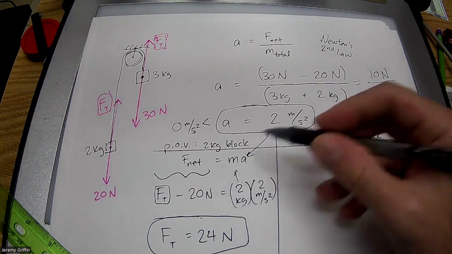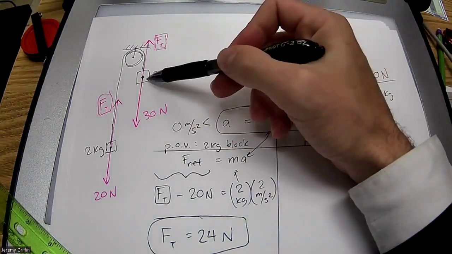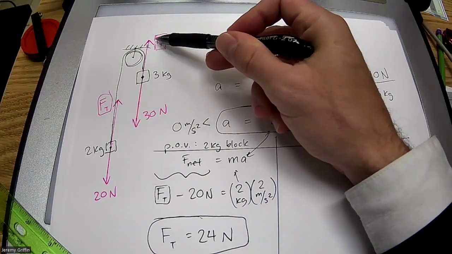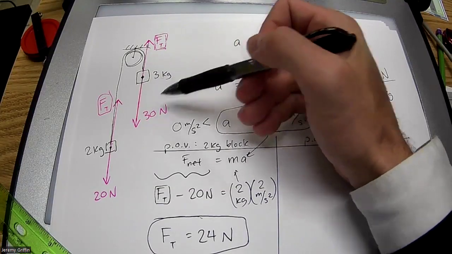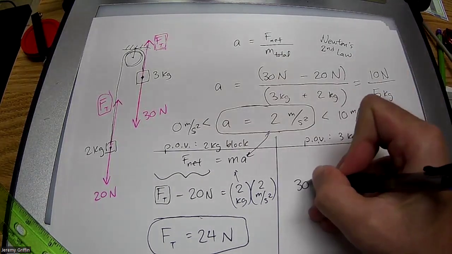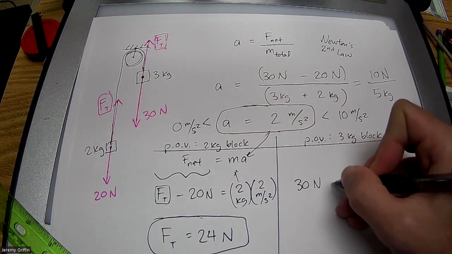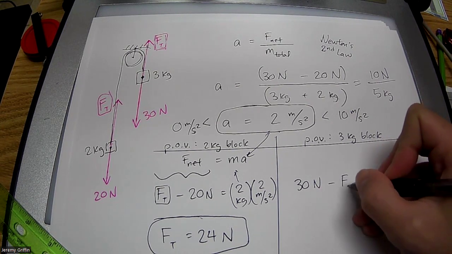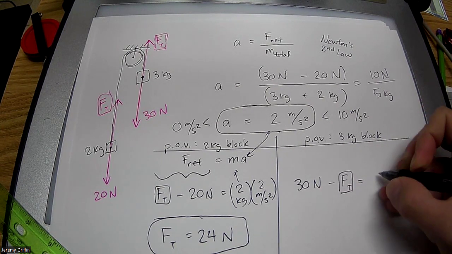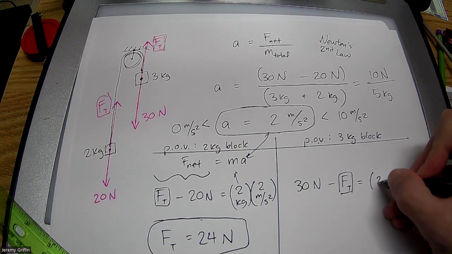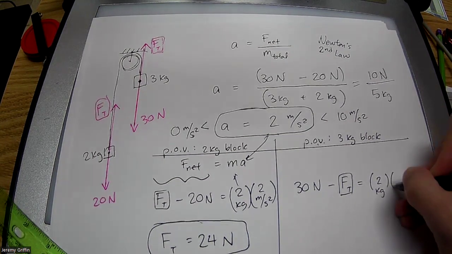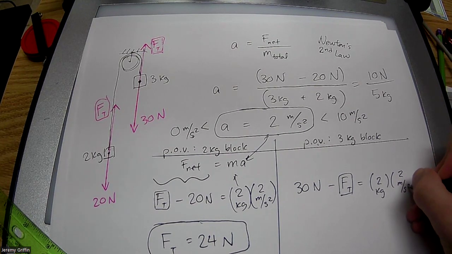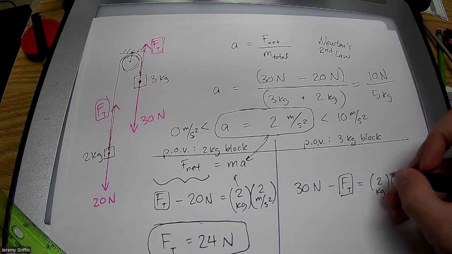Let's try that out. It's the same framework. But now the net force is 30 newtons down minus the tension force pulling up. So let's call it down positive. 30 newtons down minus the tension force up results in mass times acceleration. The mass is 2 kilograms again. Oh, I thought the mass is 3 kilograms. Oh, whoops, sorry, you're right.